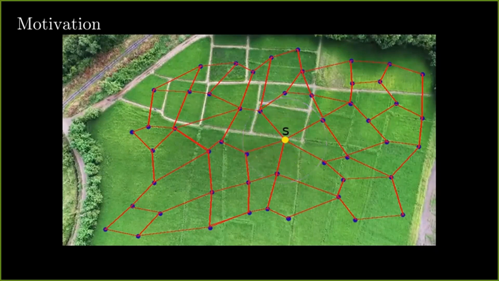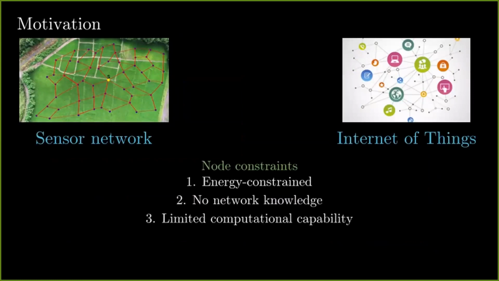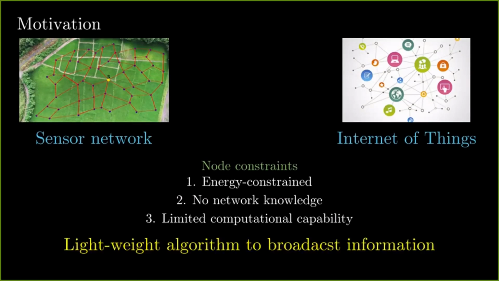An alternative example that you can have in mind is that of Internet of Things, where the source wants to do over-the-air programming of the IoT nodes. In both these scenarios, the nodes have the following constraints. They are energy constrained, they have no knowledge of the network topology, and they have limited computational capability. In this scenario, we would want to propose a broadcast algorithm which is lightweight, low complexity, and saves energy.